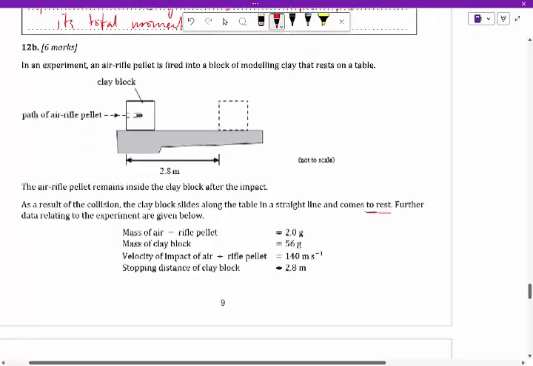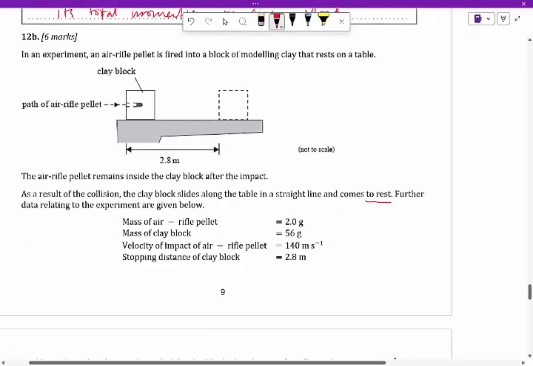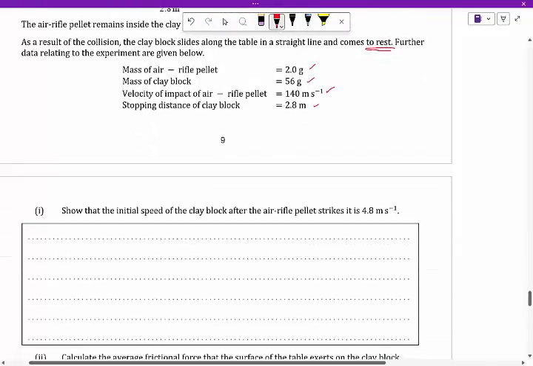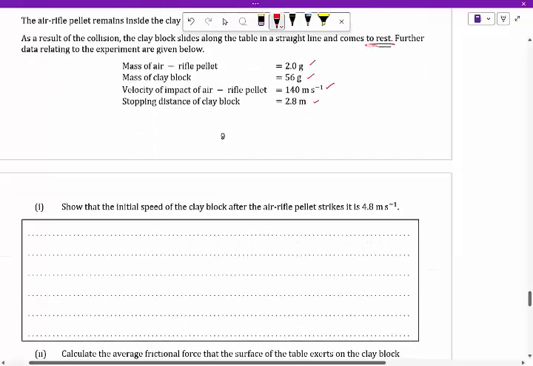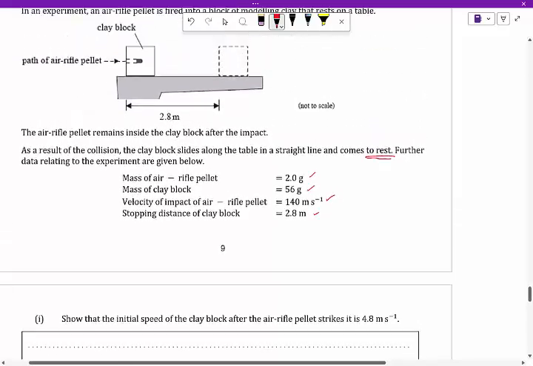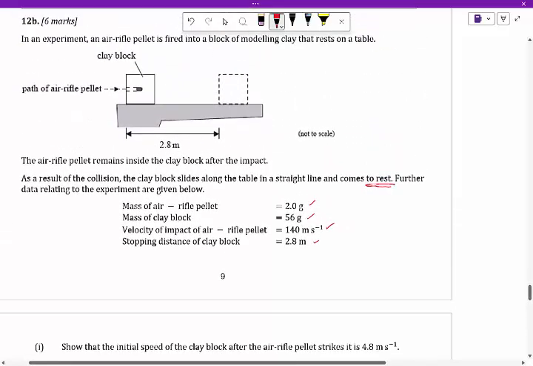In an experiment, an air rifle pellet is fired into a block of modeling clay that rests on a table. We're given a distance here over which it slows down. It's hit by the bullet. We're given the mass of the bullet, mass of the block, the velocity of the bullet initially, and how long it takes to stop. And it stops, so it comes to rest. Okay. Show that the initial speed of the clay block after the air rifle pellet strikes it is 4.8 meters per second. So the bullet strikes it, gets embedded inside.